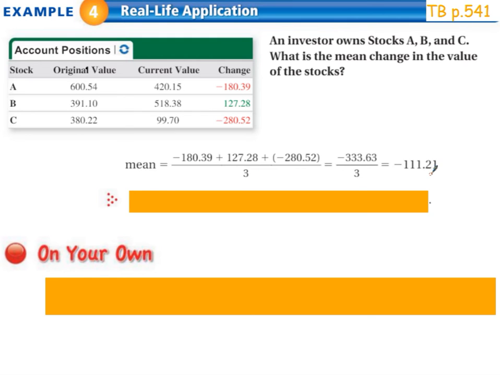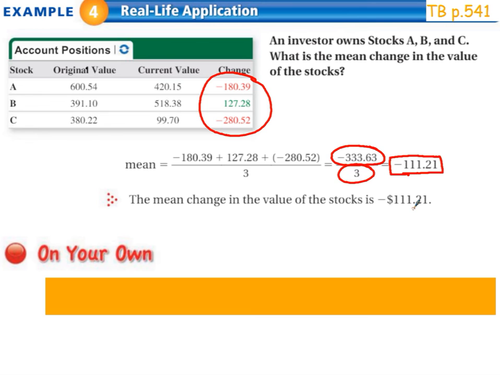So in this, we're going to start by adding together the three numbers, the change in value, and then when I get that answer and it happens to be negative 333 and 63 hundredths, when I am finding the mean, recall that you have to divide it by the number of numbers you have. I have three numbers, so I'm going to divide it by 3. And my answer is 111 and 21 hundredths. Because I only have one negative, remember our integer rules apply, so my answer is negative. So the mean change in value of the stocks is negative $111.21.